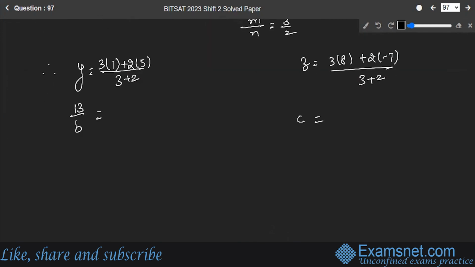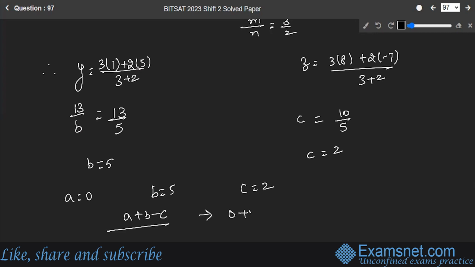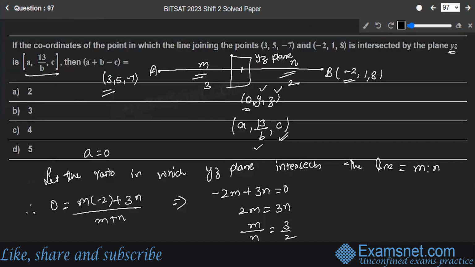Okay. So here you have 13 upon 5, and here you have 24 minus 14, that is equal to 10 upon 5. So that gives you C is equal to 2, and from here you get B is equal to 5. So A is equal to 0, B is equal to 5, and C is equal to 2. What you had to find out was this, so this is equal to 0 plus 5 minus 2. The answer to the question is 3. So that makes option B the correct answer.